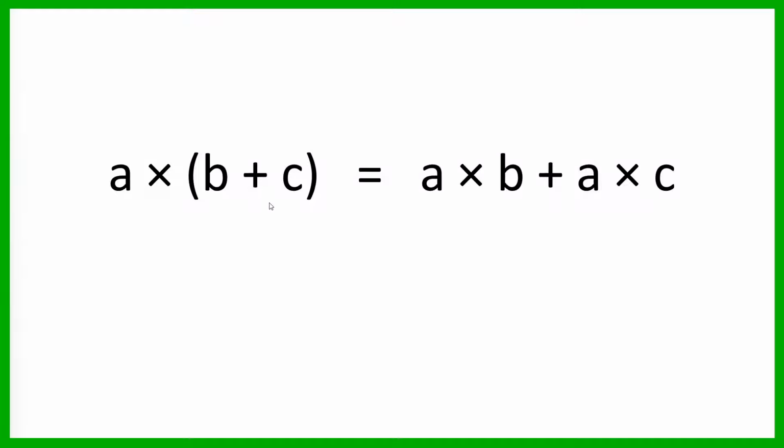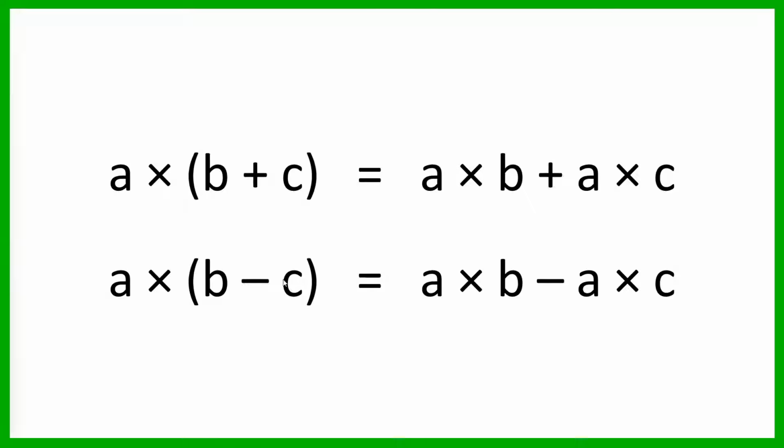Okay, it also works with subtraction. So if you have a minus in the brackets, it's also going to work. So if I have a times (b - c), then it's the same as a times b minus a times c. So I've got a times b and a times negative c giving me that minus a times c over there. Okay, so that is the distributive property.